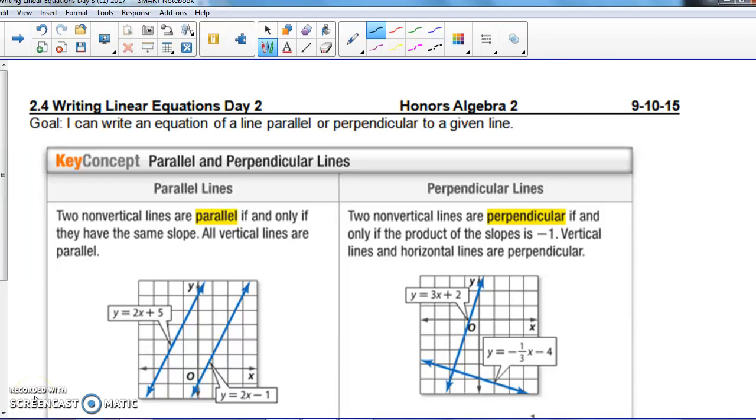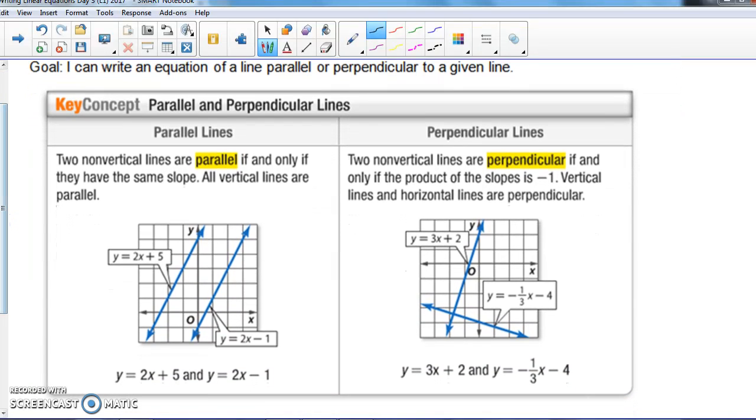Hi guys, today we're going to write equations for parallel and perpendicular lines. Now, we wrote equations in class already, but we wrote equations given either a graph, given a point and a slope, or given 2 points. Now I want to look at, okay, I give you some information and I want to write an equation of a line parallel to it or a line perpendicular.